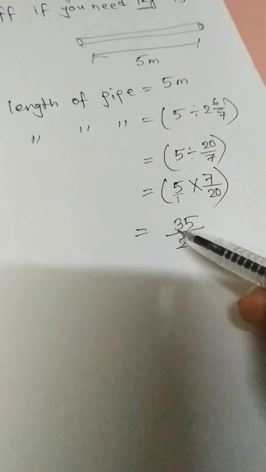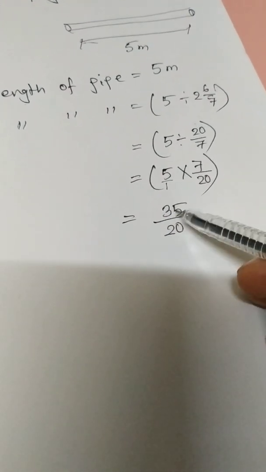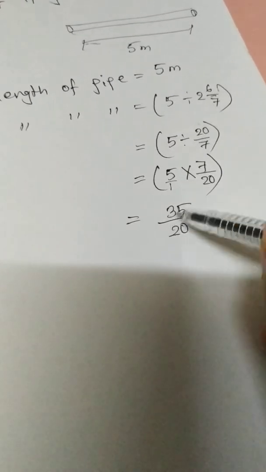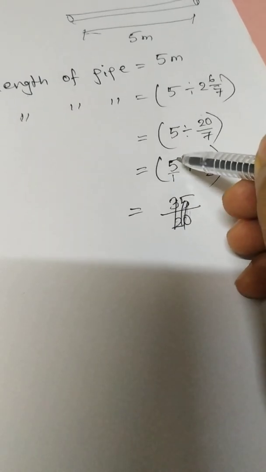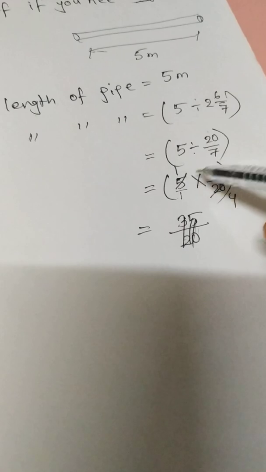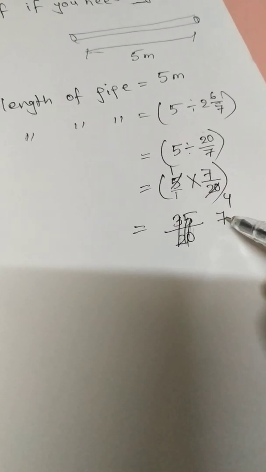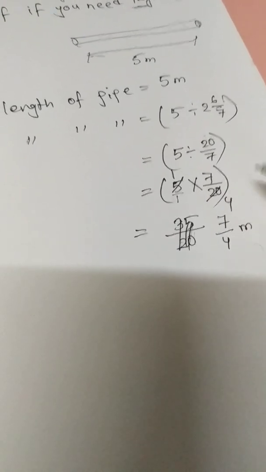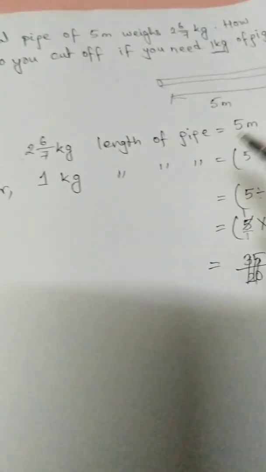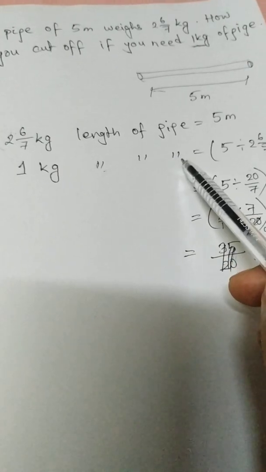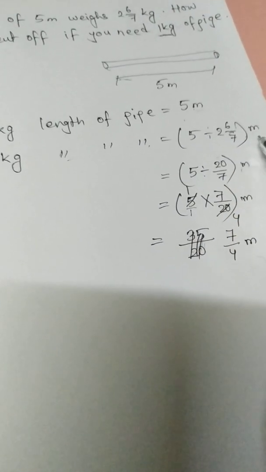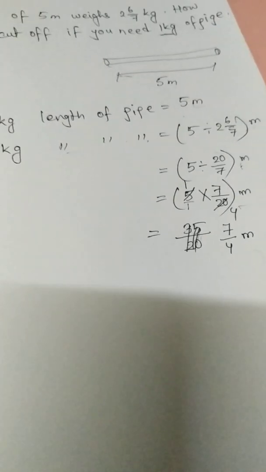And the final part: if we can reduce the fraction, first we reduce it. You see, both get divided by 5. Over here also we could have done that. 5 ones are 5, 5 fours are 20, right? So what do we get? It's actually 7 by 4 meter. We are finding out the length of pipe, so the unit is meter, and we will always put meter as the length.